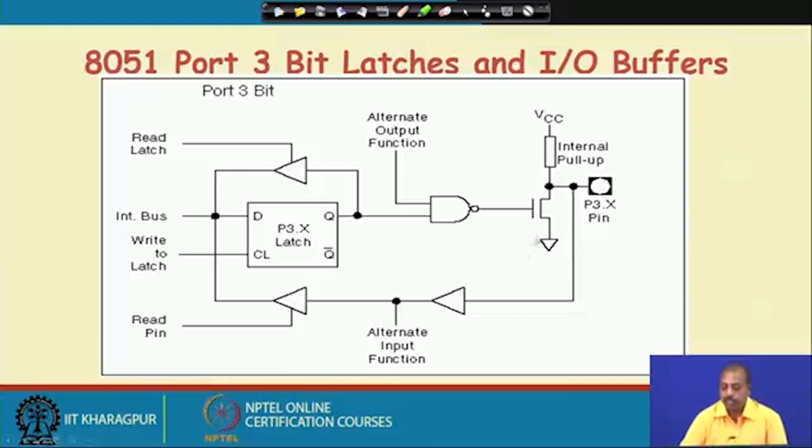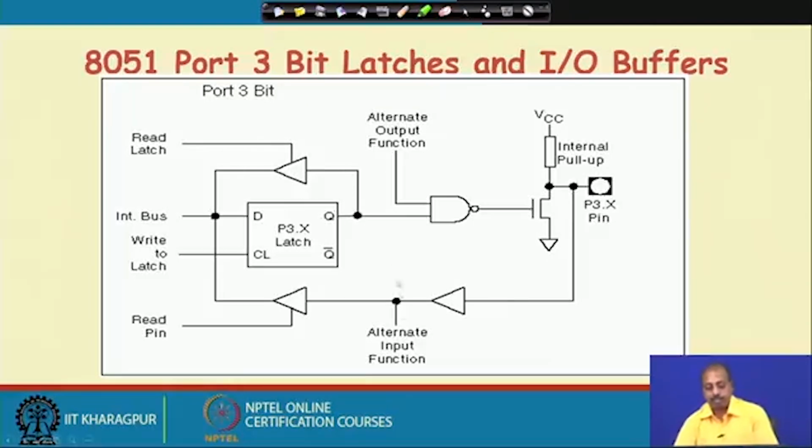For the input part, there can be two cases. One is you can read the content of this latch or you can read the content of this pin. Accordingly, we will find that there are separate instructions for reading latch and reading pin. If you are trying to read the pin, then this control has to be enabled. As a result, this pin content will be available onto the bus. If you are trying to read the latch, then this read latch control has to be activated. So, this will be coming here and going to the latch.